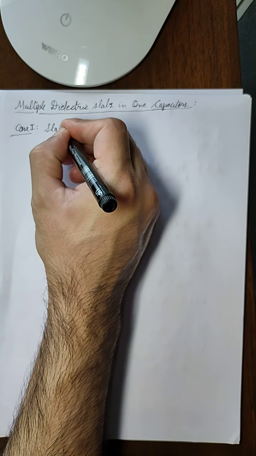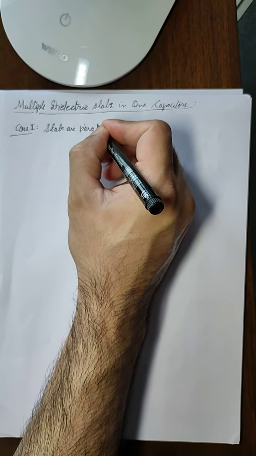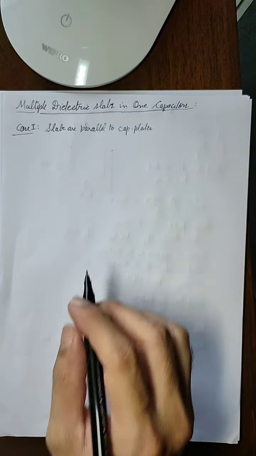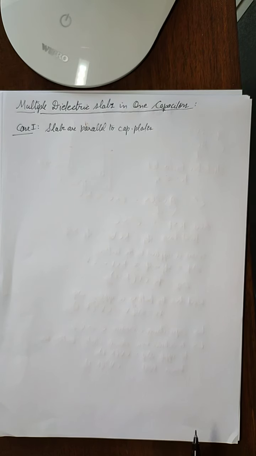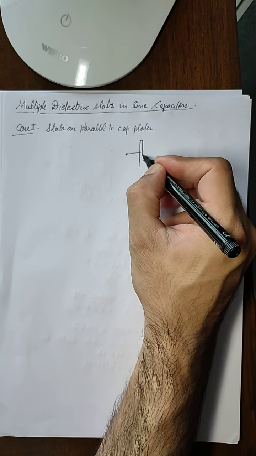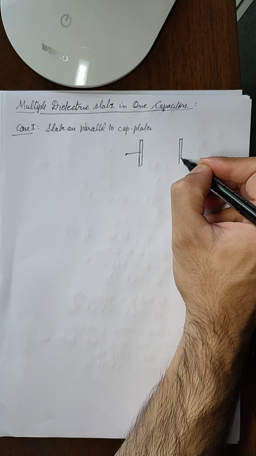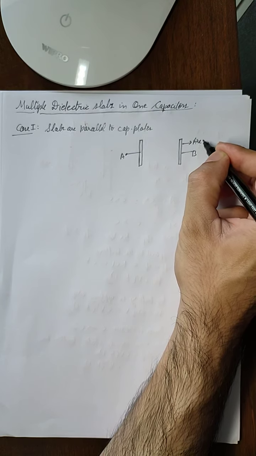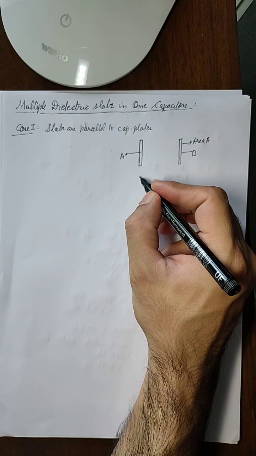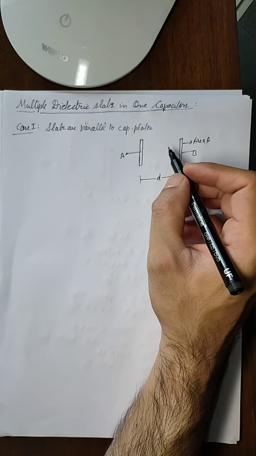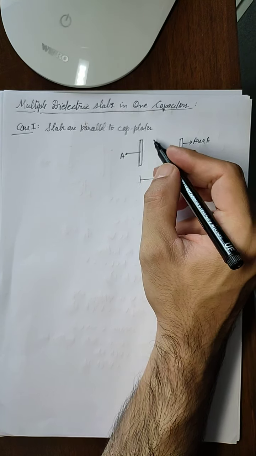Let us say the first case is when the dielectric slabs are parallel to the capacitor plates. That is, the filling of dielectric is in such a way that they are parallel to the capacitor plates. It will look like this. Let us say these are capacitor plates between terminals A and B, having an area A. The distance between the two plates is d, and the entire gap is filled with, let us say, three dielectrics parallel to the plates.